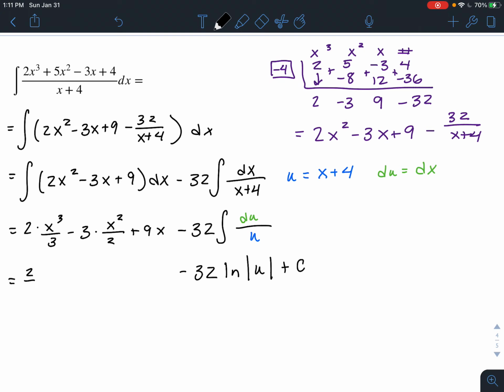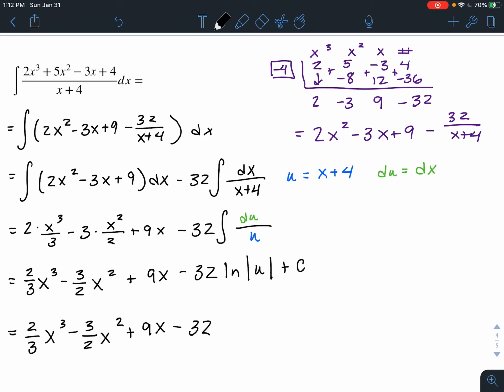If I simplify this polynomial, I get 2/3 x cubed minus 3/2 x squared plus 9x. Then I substitute back in for my u, because I want my whole equation to be in terms of x, not just the first part. I get 2/3 x cubed minus 3/2 x squared plus 9x minus 32 natural log the absolute value of x plus 4, all plus our constant of integration.